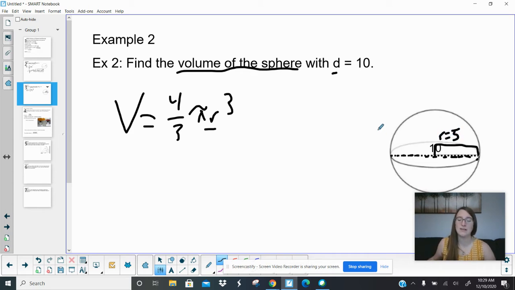So this is the only way they make the spheres more difficult. You have to keep an eye out for, did they give me the radius? Good, I just plug in. Did they give me the diameter though? I need to use half of it. And then it's just a matter of plugging in.